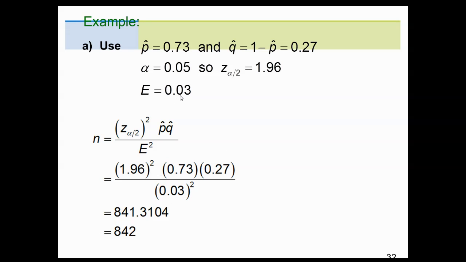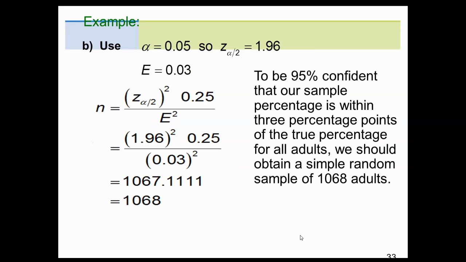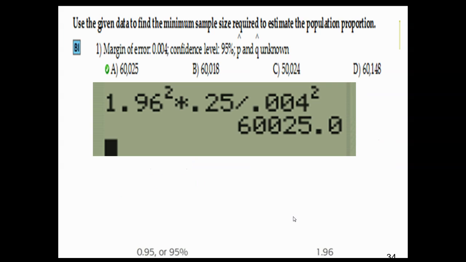3 percentage points, 0.03. All right, so I know this value, 1.96. I'm squaring it. There's my p hat, there's my q hat, and I'm dividing this by my error squared. And I'm rounding up, even though this is a 0.3, I'm rounding up to the next highest number, 842. That's my sample size that I need. Let me go back here. To be 95% confident, we've got to survey 1,068 adults.